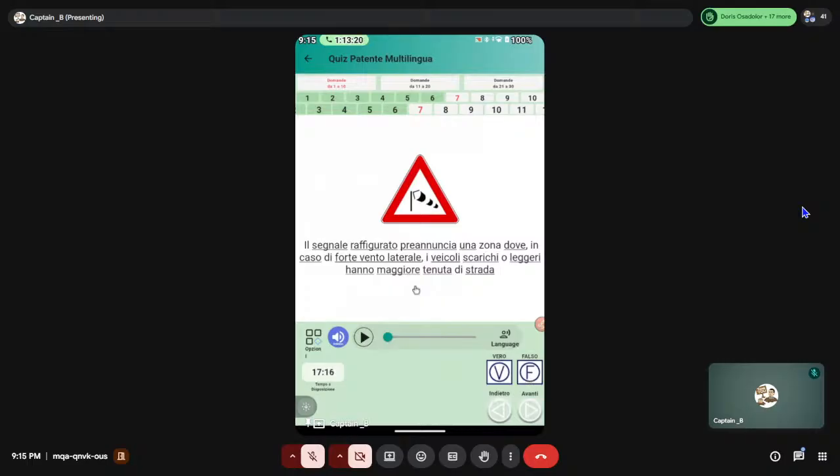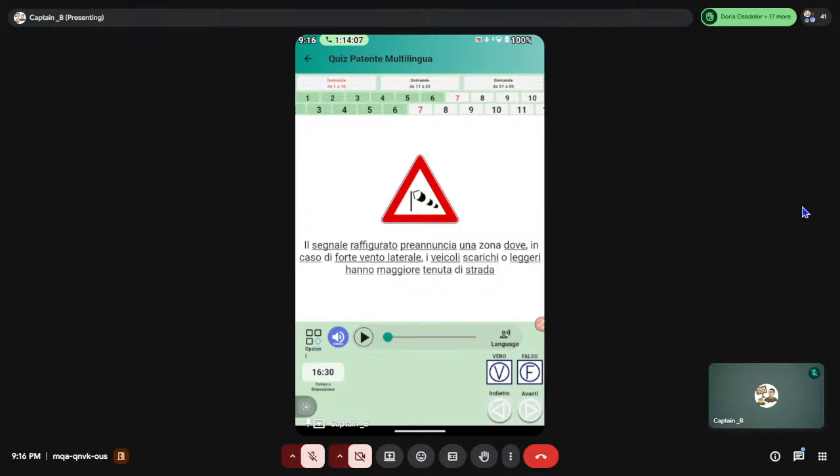Sir, please, can you play it again? Il segnale raffigurato preannuncia una zona dove, in caso di forte vento laterale, i veicoli scarichi o leggeri hanno maggiore tenuta di strada. Vero. Do you understand it? Oh, this vehicle is scratchy or leggeri. Those two words, I don't understand those two words. No, tenuta della strada. It's saying that in case of this wind, the vehicle can hold the ground very well. So the vehicle will balance even when the wind is blowing. The vehicle can balance very well on the ground.